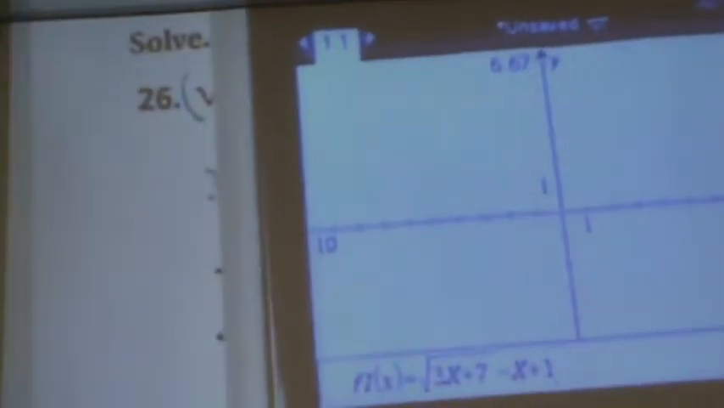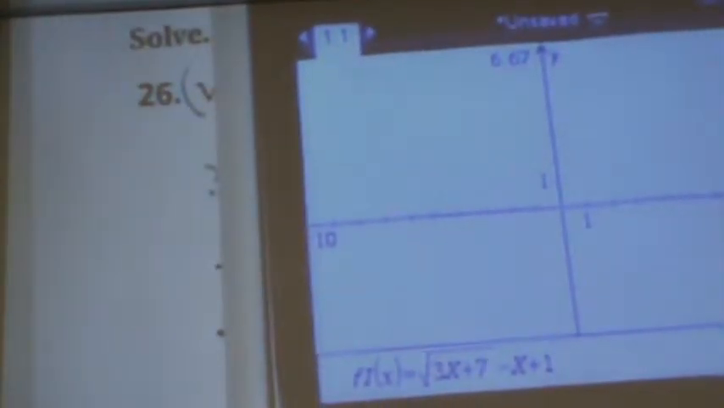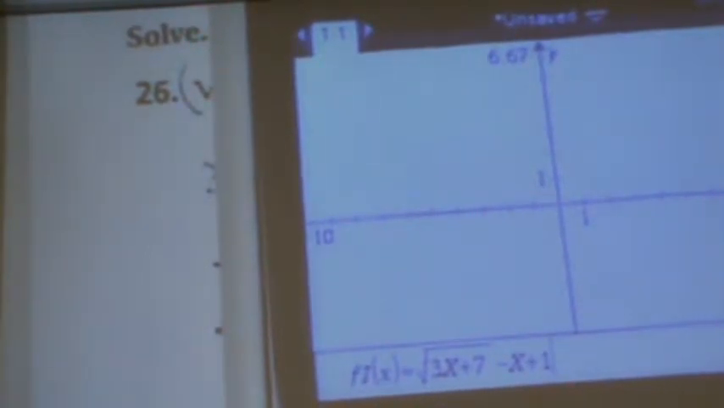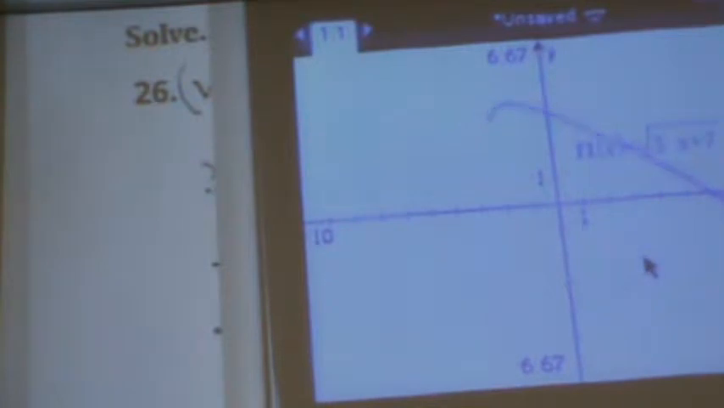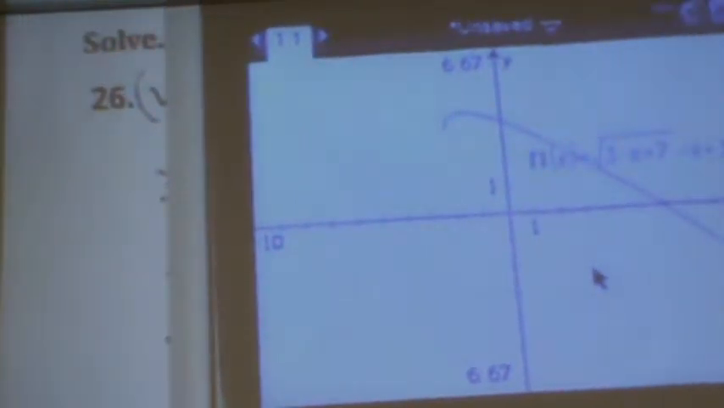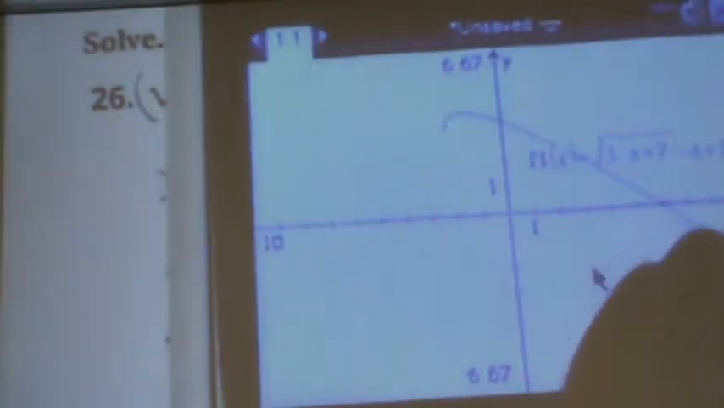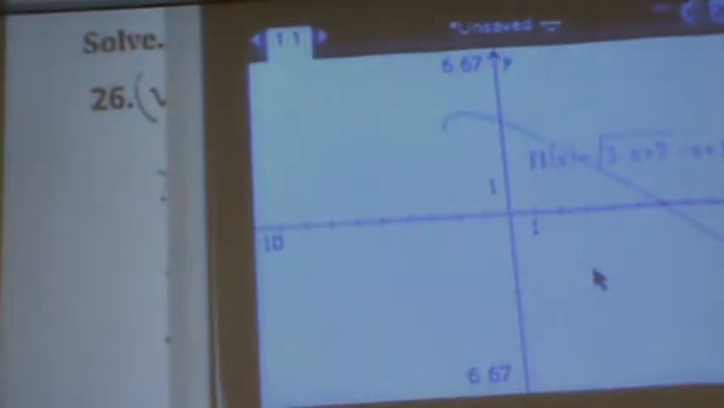So now, how do you type it in your calculator? I'm gonna help you. On the calculator, you should type in the square root of 3x plus 7 minus x minus 1, and then hit enter. We're gonna graph it, and there's the answer right there. And that is 6. How do you find that answer?